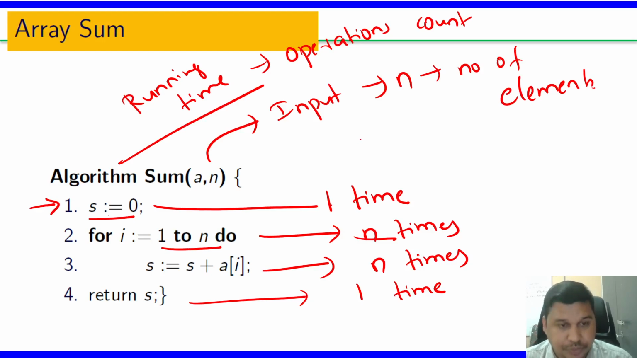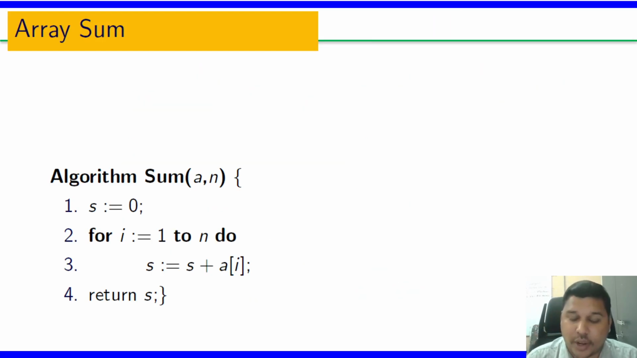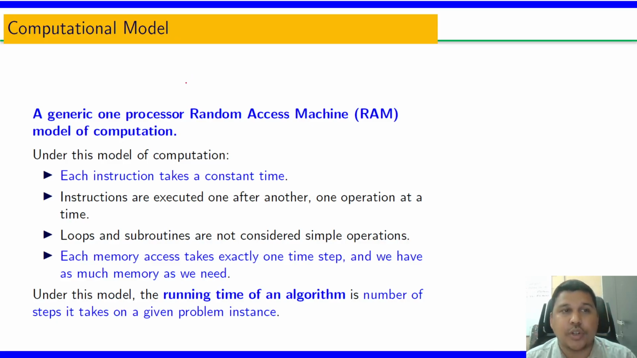I am talking about the computation model, the RAM based computation model. All our algorithms and all the systems we have today are based on the RAM based computation model. In this there are some assumptions or principles.